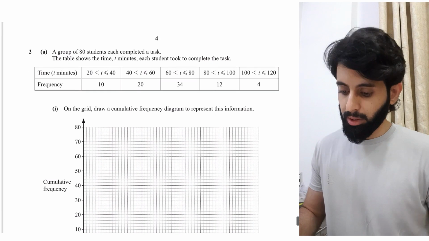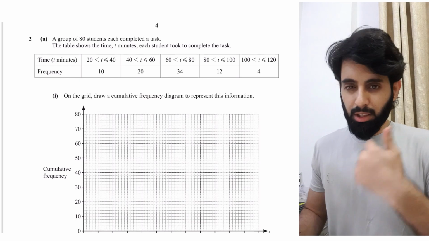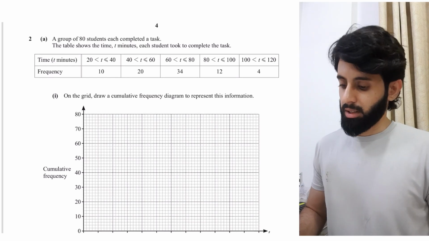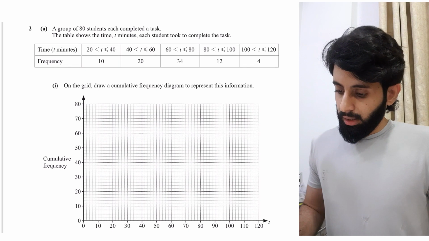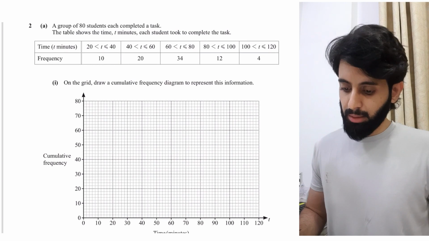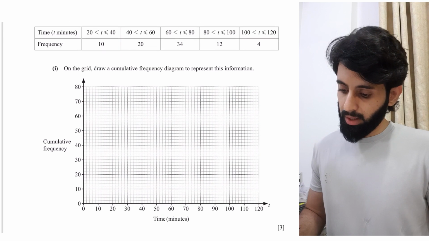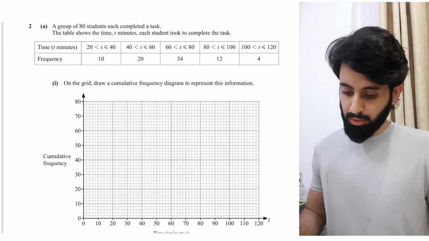Now we're at question number 2, and this is cumulative frequency, statistics. So very important. So far we've had everyday math, and now we're doing statistics. It says a group of 80 students each completed a task. The table shows the time, t minutes, each student took to complete the task. And what do we have to do? On the grid, draw a cumulative frequency graph to represent this information.